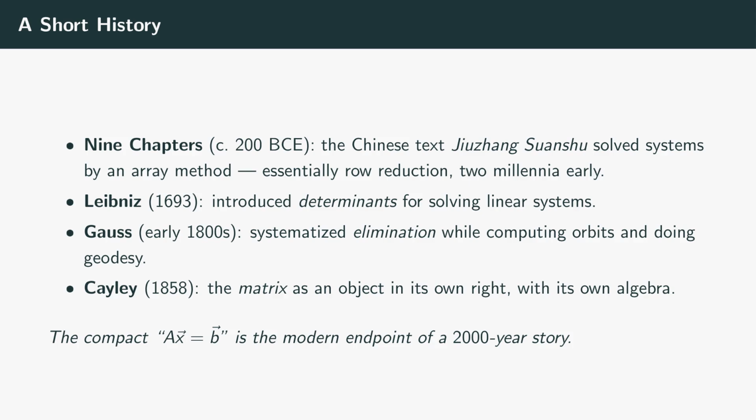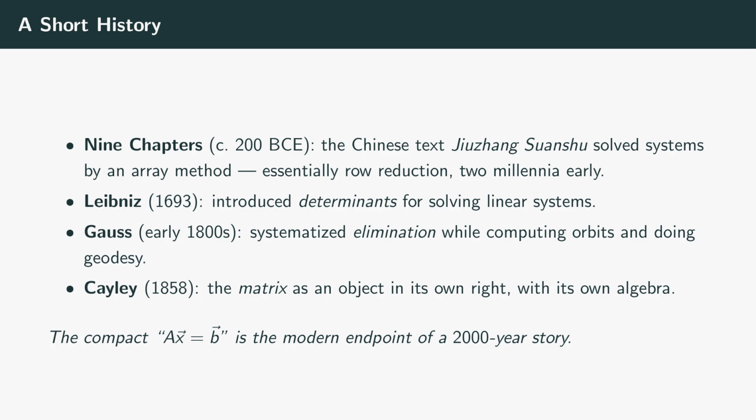Solving linear systems is one of the oldest computational ideas we have. Around 200 BCE, the Chinese mathematical classic known as the Nine Chapters on the Mathematical Art laid out systems of equations on a counting board and solved them by manipulating the array of numbers, essentially the row reduction we will learn next episode, more than 2,000 years early.